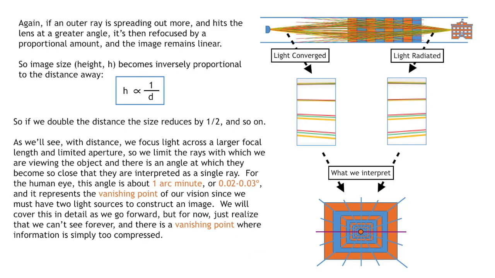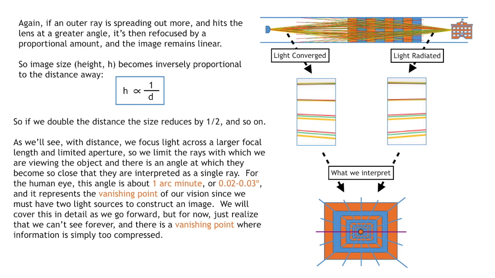So again, if an outer ray is spreading out more and it hits the lens at a greater angle, it's then refocused by a proportional amount and the image remains linear as it exists. So image size or height h becomes inversely proportional to the distance away, and we can write that as follows: h is proportional to 1 divided by the distance. So if we double the distance, the size reduces by 1/2, and so on.